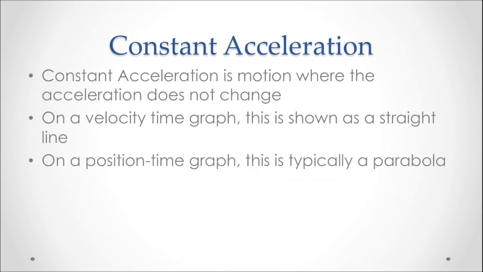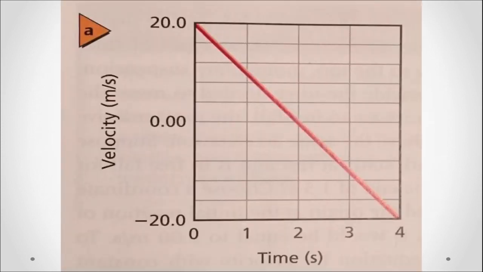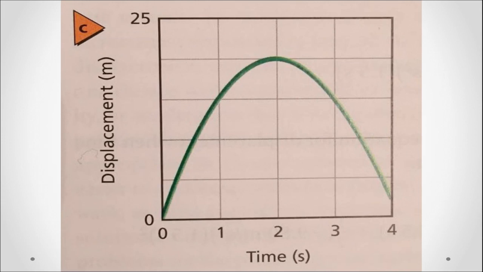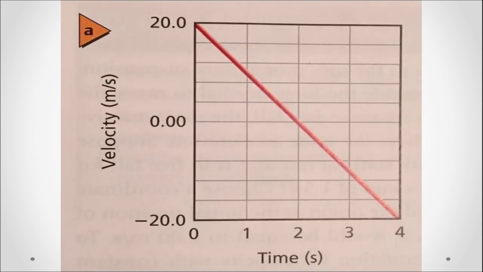A parabola is any equation given by the form y equals ax squared plus b, where a and b are any constant number. For example, in these two graphs, you can show constant acceleration. In fact, these two graphs show the same motion of the same object over 4 seconds. Here, this object begins moving at 20 meters per second forward. Over the course of 2 seconds, the velocity reduces and this slows down until at 2 seconds, this comes to a stop.